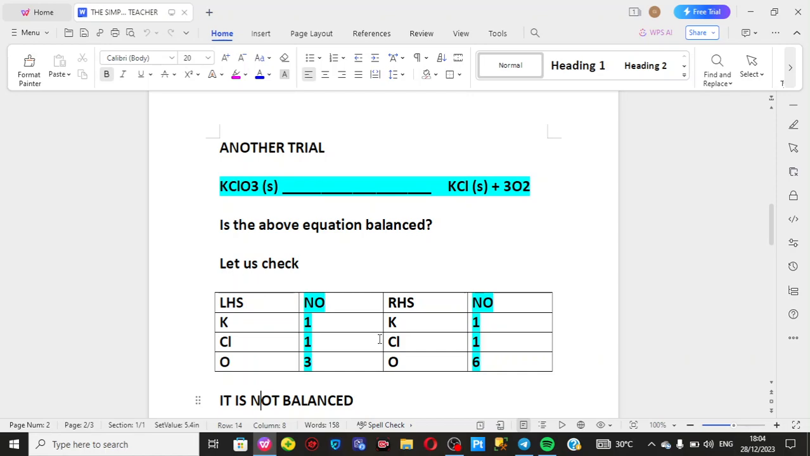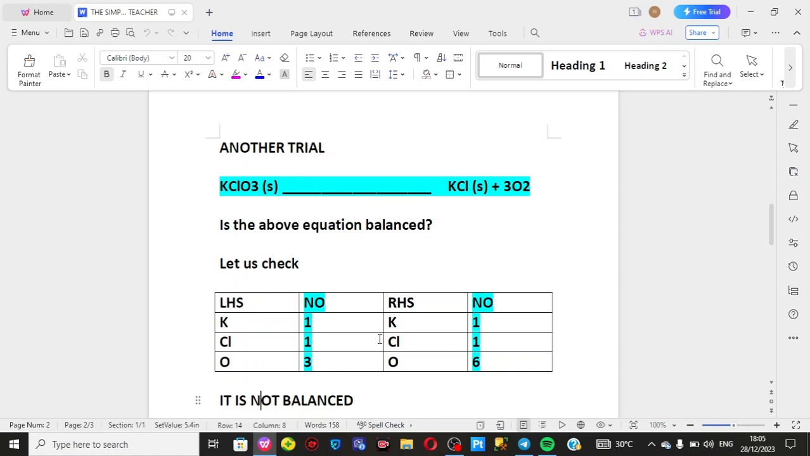So with that, this equation is balanced in terms of potassium and chlorine, but when it comes to oxygen, it is not yet balanced. Before we proceed, may I remind you that while balancing a chemical equation, you don't just start with big numbers. You can't just start with 5 or 4 or 10 or 100. No, you start from 2, you start from 3.